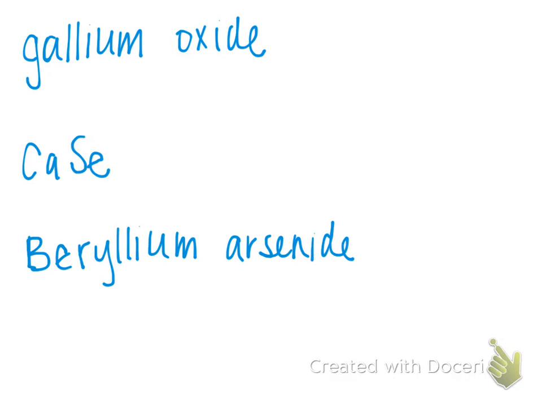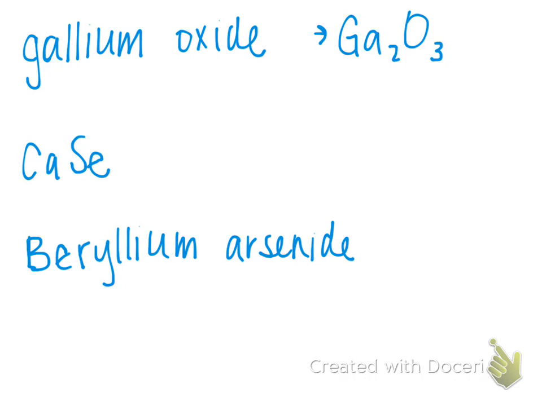All right, so 3 of them. The first and the third, you're giving me the formula. The second one, you're giving me the name. Can somebody raise their hand and give me the first chemical formula for gallium oxide? Yeah, Katie, what do you think? Ga2O3. Raise your hand if that's what you had.